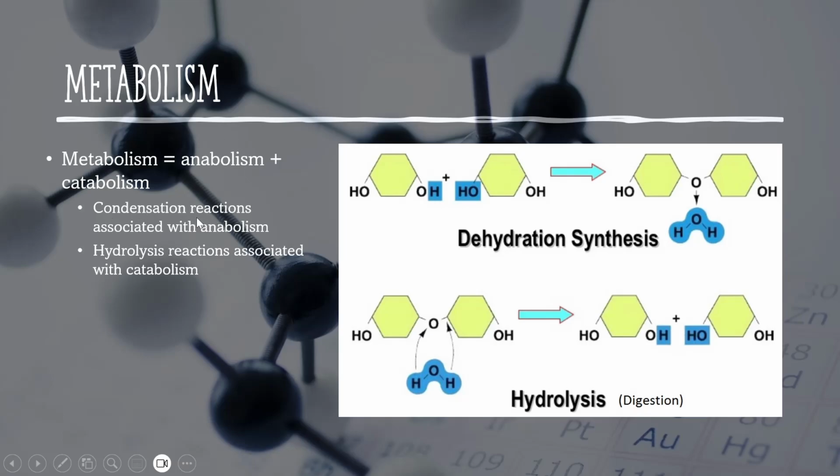So you have condensation reactions that are associated with anabolism. Those are your dehydration synthesis. You link two molecules together by getting rid of one hydrogen on one side and a hydroxyl group on the other, and that releases water. Hydrolysis is the opposite. That's associated with catabolism. You introduce water to a source to break the bonds, and here you can see that dehydration synthesis and hydrolysis are the opposite of each other in terms of reactions.